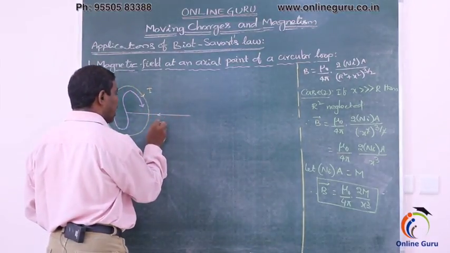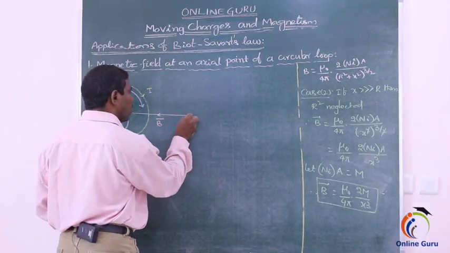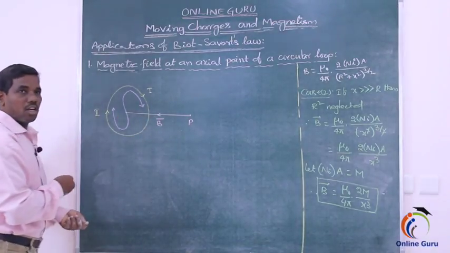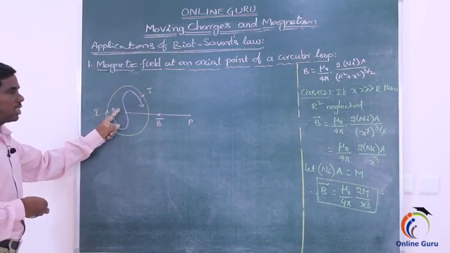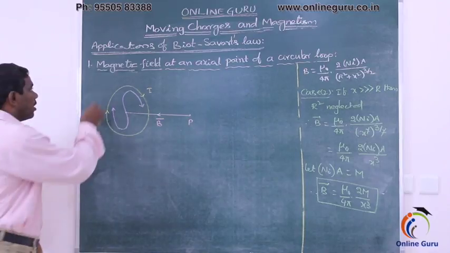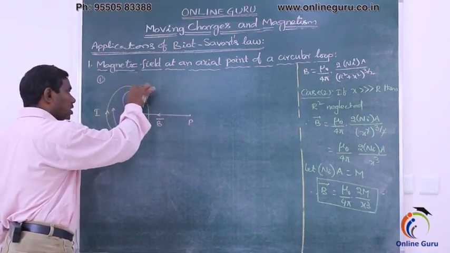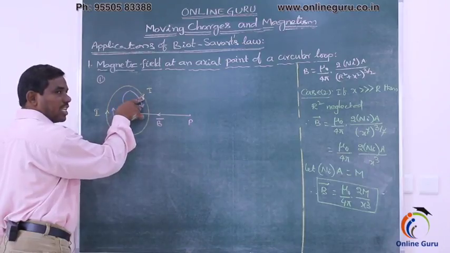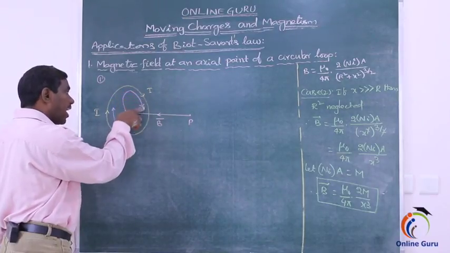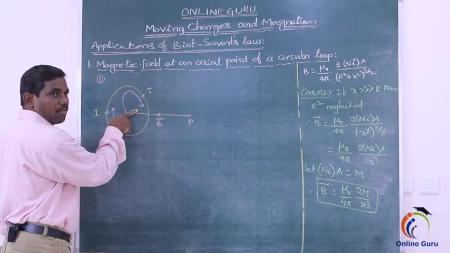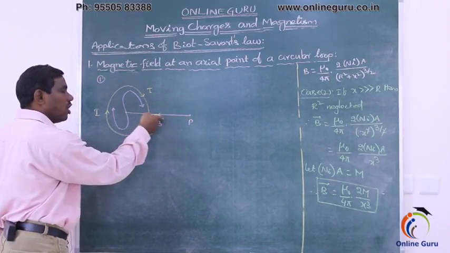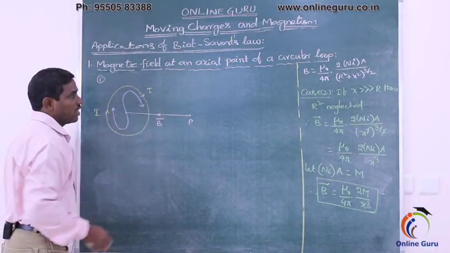Therefore the direction of the magnetic induction is from the point P to the center of the circular loop. This is based on the direction of current in the circular loop. In the first case, when the circular loop carries the current in a clockwise direction, it acts as a south pole of the magnet. Then the direction of the magnetic induction from the point P is radially inward. This is the first case.